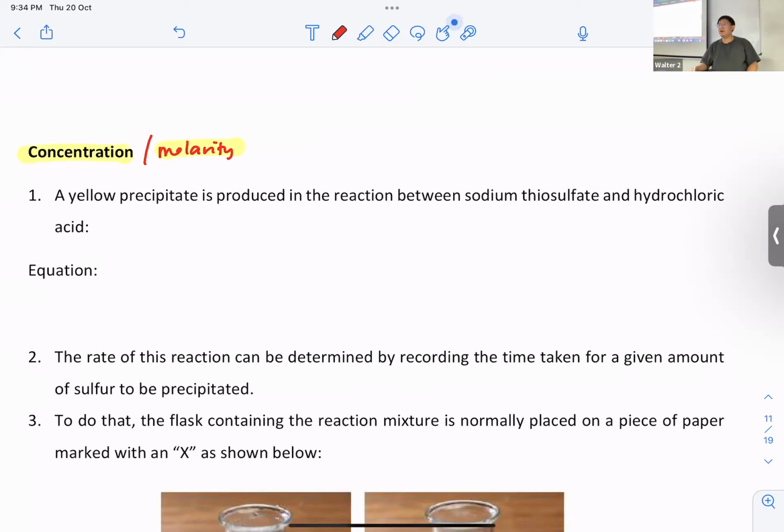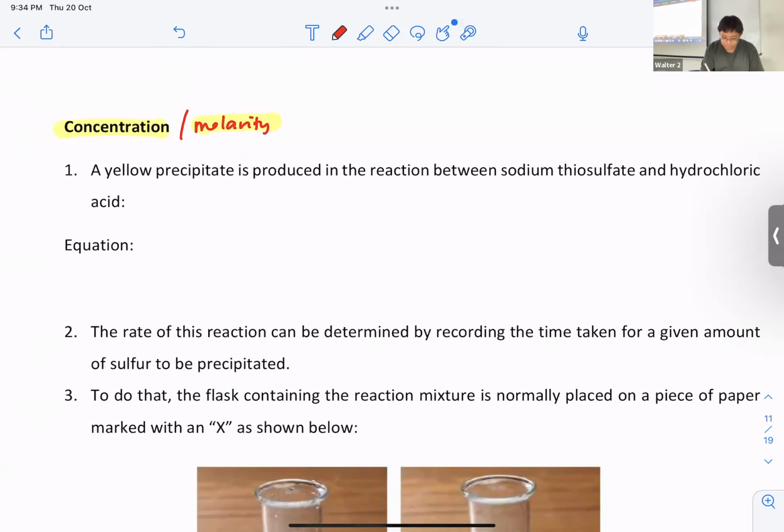Okay. We are moving on to another example. A yellow precipitate is produced in a reaction between sodium thiosulfate and hydrochloric acid according to this chemical equation. Na2S2O3 plus 2HCl, you'll get NaCl plus sulfur plus sulfur dioxide and water.